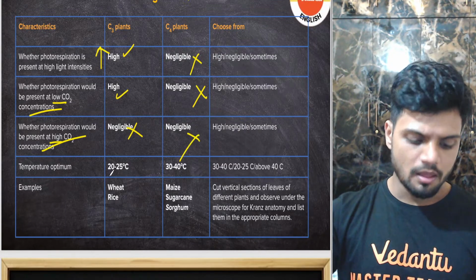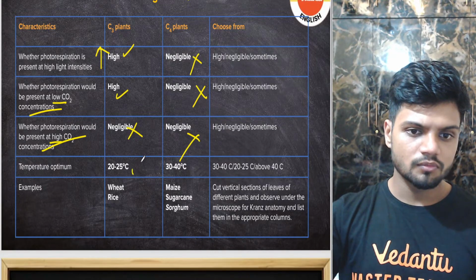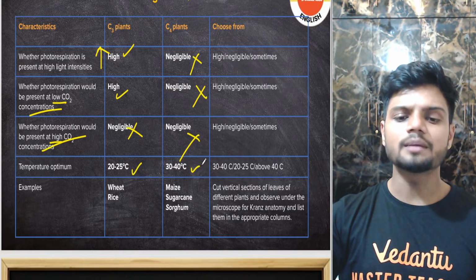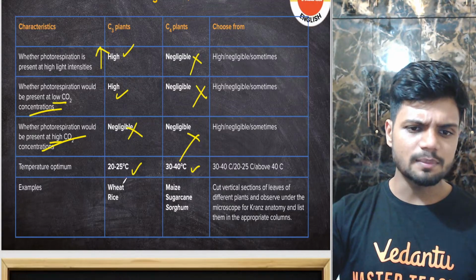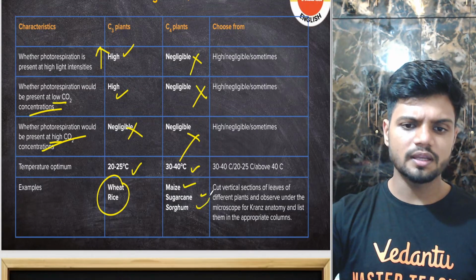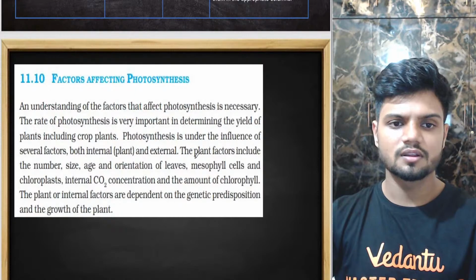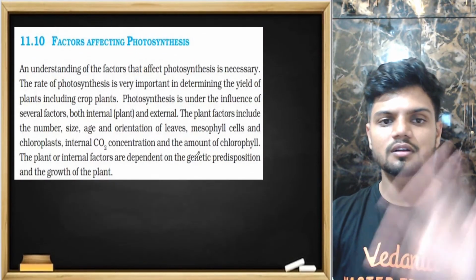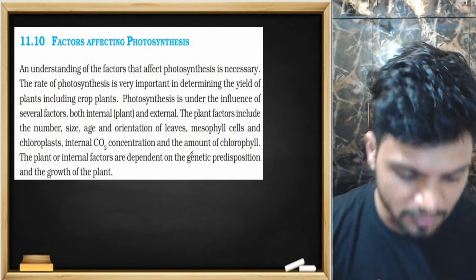It never happens. Optimum temperature is what? 25, 30, 34. High temperature for C4 plants. Examples: wheat and rice in C3, and maize, sugarcane and sorghum in the case of C4 plants. So with that students, C4 cycle is also over, done and dusted.